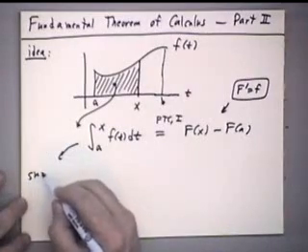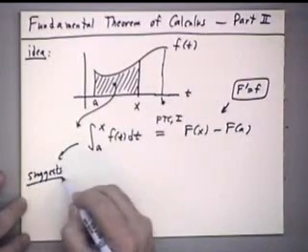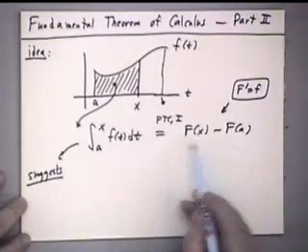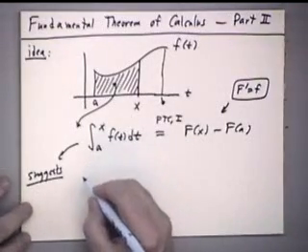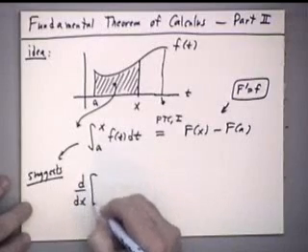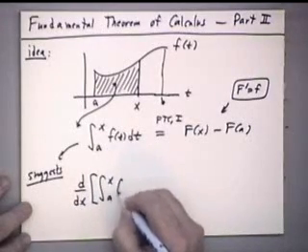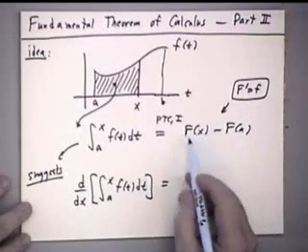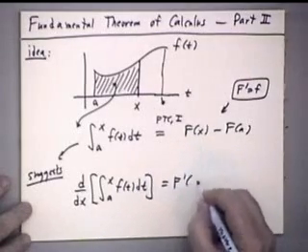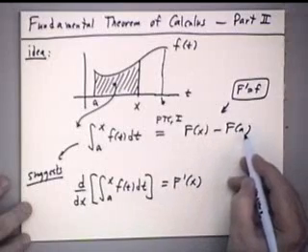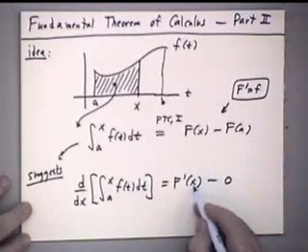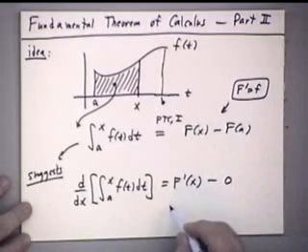This suggests, with the x up here, that if I treat both sides as a function of x and I just differentiate, what I get on the left is the derivative of this integral, which is unusual so far. And on the right, look what happens. The derivative of big F of x is F prime of x. The derivative of big F of a, that's a constant, so that's 0. And big F prime of x is equal to little f of x.